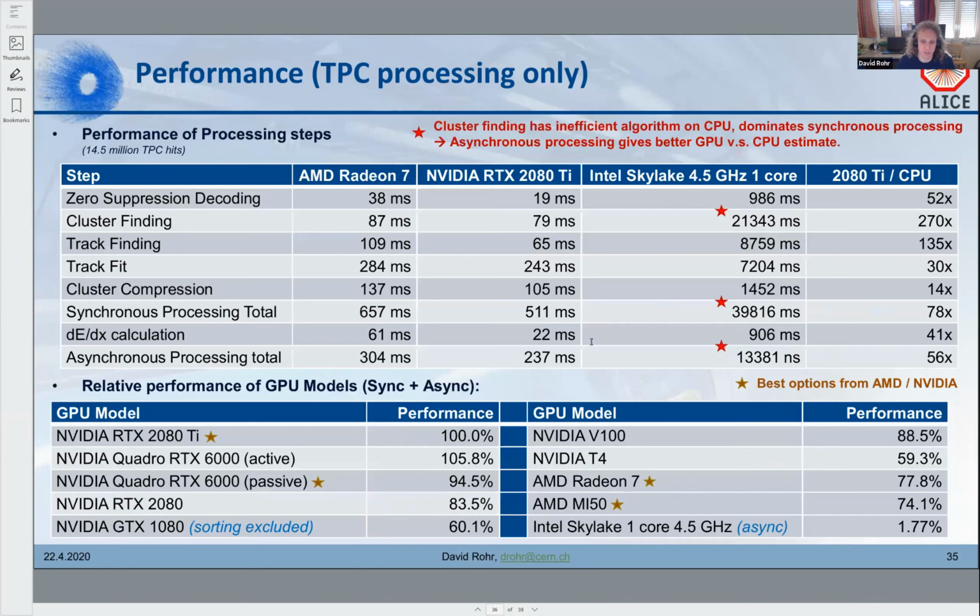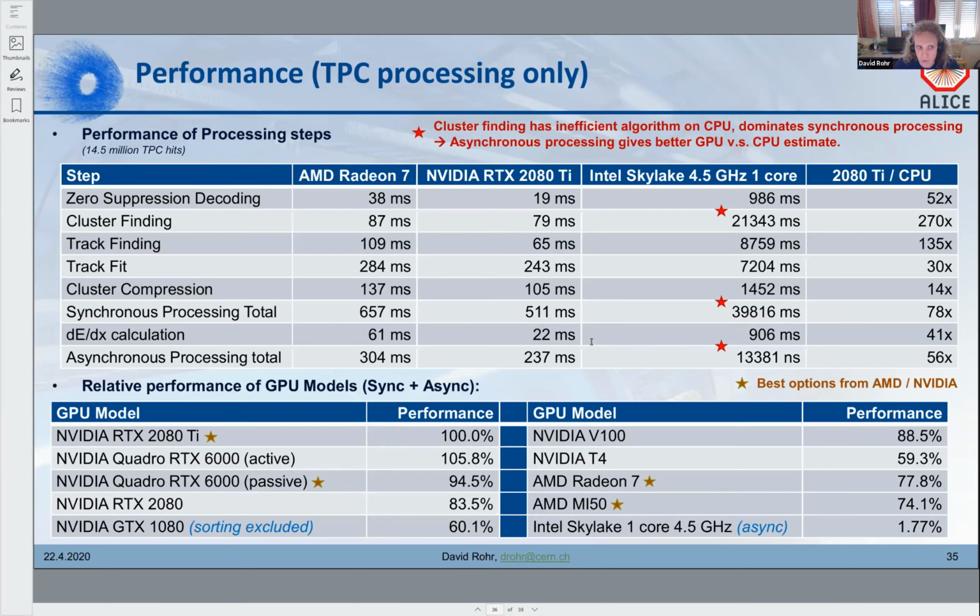So the next slide shows some performance measurements. The first table gives an overview of the different processing steps we have on different GPUs. So one AMD, one NVIDIA, and for comparison also an Intel Skylake processor. So I'm just using one core of the processor. I mean, if you have 10 cores, you just divide it by 10 because it can run in parallel.